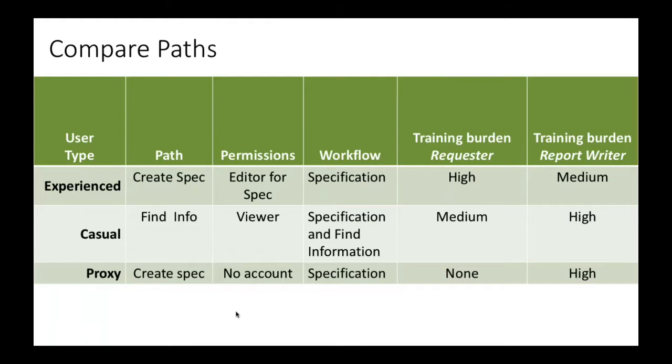Workflows that are used. Specification workflows, of course, are in play for all three choices, and the casual user type also uses the find information workflow. They directly use the find information workflow, and then other staff who are building the report utilize the specification workflow in support of that request. And then we have two concepts of training burden, and I separated out the training burden for the requester and the training burden for the report writer. For experienced users, I underscored this several times, the training burden is quite high. I would expect an experienced user, in order to retain their skill set, to use this feature several times a month, maybe 2-3 times a week. They need to be going in with that frequency in order to be facile and keep their skills up.